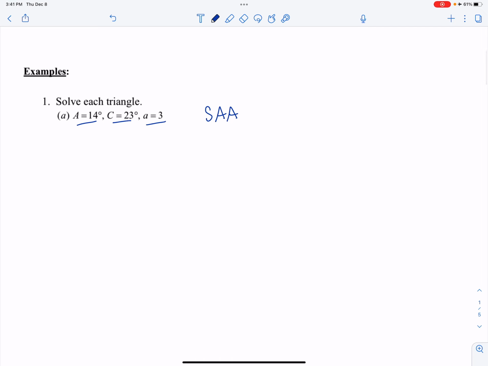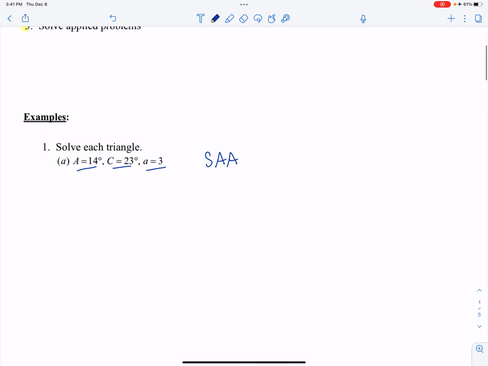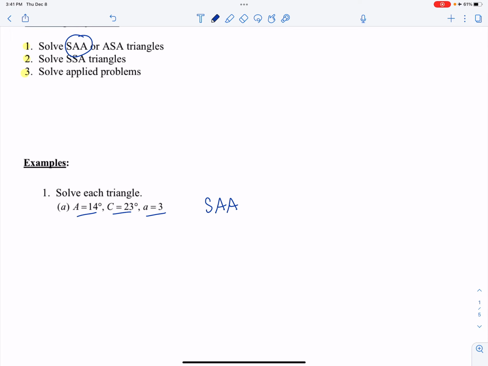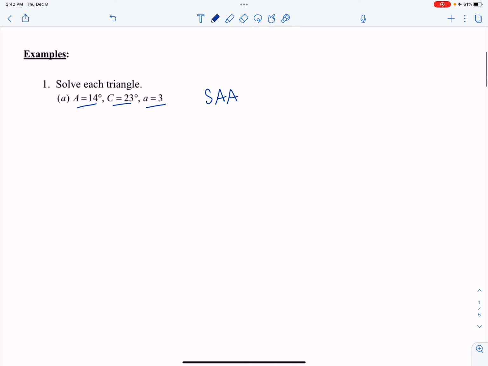Now, why is this important? Because for the law of sines, we need one of these to happen: side-angle-angle or angle-side-angle. So this allows us to use our law of sines. What are we looking for, so what are we missing? We're missing angle B, little b, and side C. Angle B, side B, and side C.